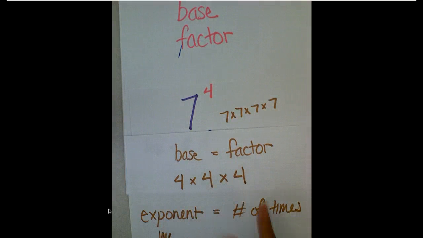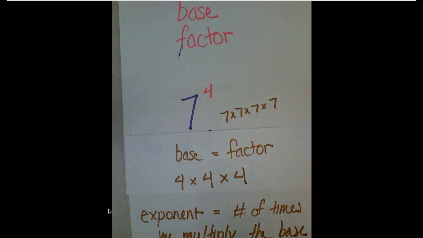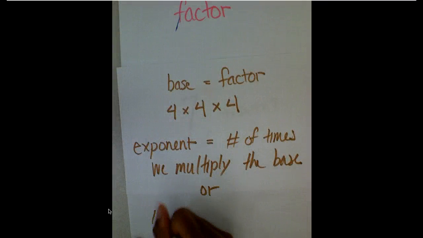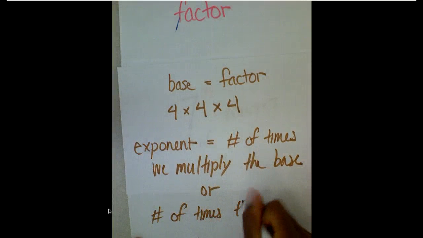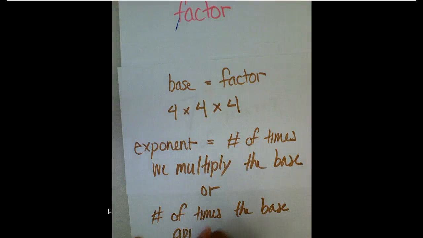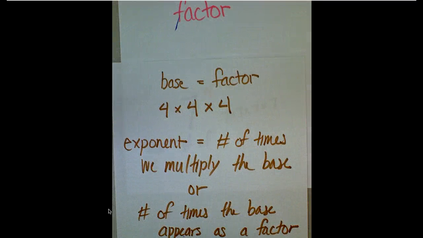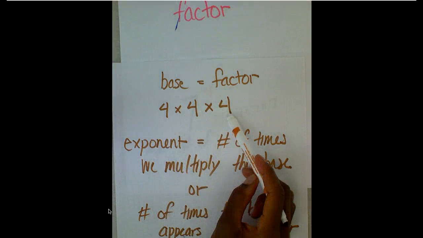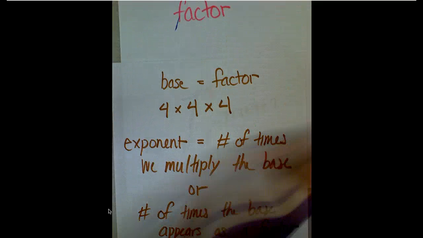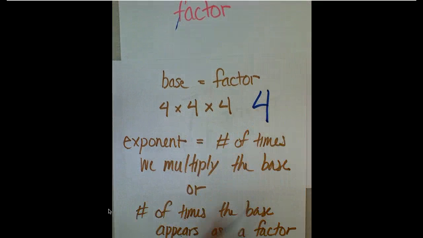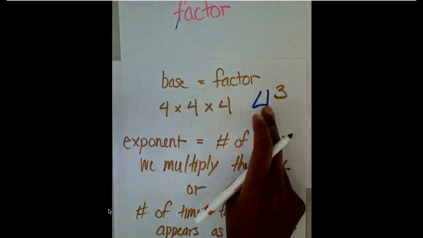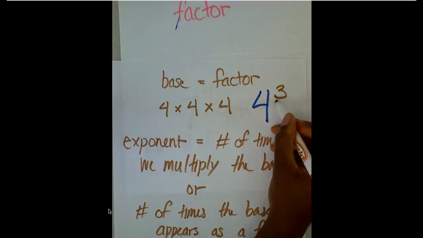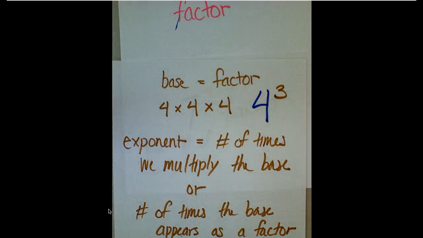Or the number of times we multiply that base, or the number of times the base appears as a factor. Both of those work. So if we have 4 times 4 times 4, the base would be 4, and it appears as a factor 3 times. So this must be the exponential form, because we have an exponent hanging out up top, a superscript next to the base. That makes sense.